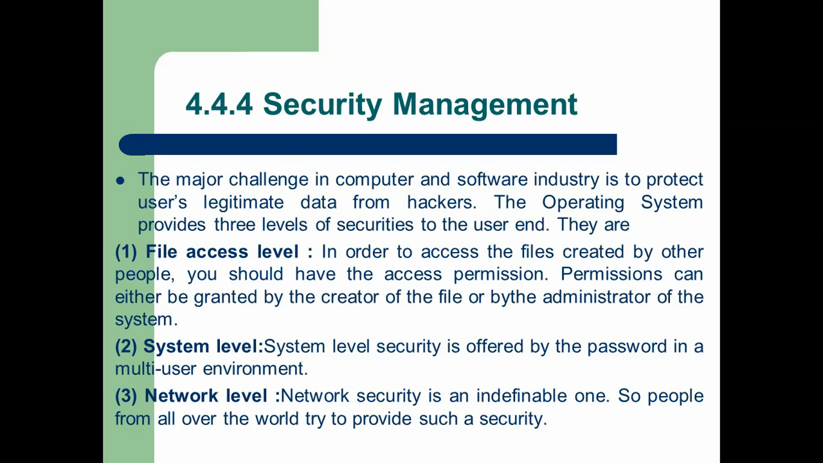So in the same way, when network level security is enabled, people from all over the world try to provide such security, where we can protect a group of computers in a single network. Of course, there are many types of network: LAN, MAN, and WAN. A local area network which is connected to the internet can be protected by a username and password. This type of security is called network level security.